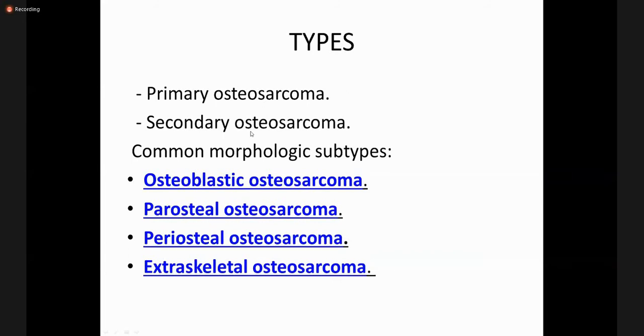Primary osteosarcoma and secondary osteosarcoma, which arise in the background of Paget's disease, or if the patient has a history of radiation exposure. Then there is secondary osteosarcoma, and then the primary osteosarcoma, and there are common morphological subtypes: osteoblastic osteosarcoma, parosteal, periosteal, and extraskeletal osteosarcoma. Extraskeletal osteosarcomas are osteosarcomas which arise in the soft tissue, not in the bone.